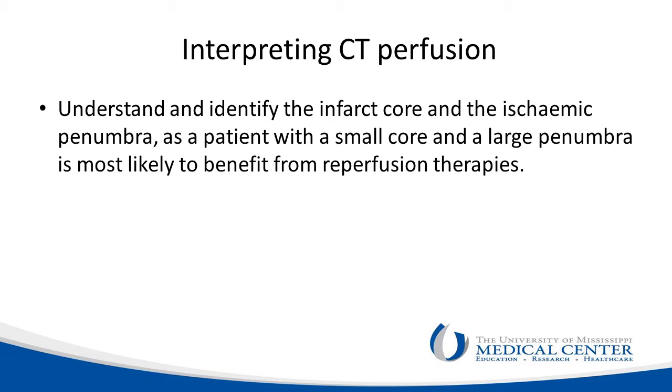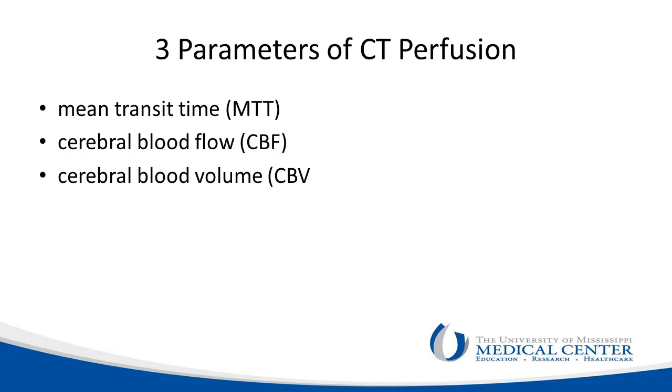Interpreting the CT perfusion, the point is to figure out the size of the core infarct and the extent of the ischemic penumbra to figure out who would most likely benefit from reperfusion. The three main things we want to look at on our CT perfusions are the mean transit time, the cerebral blood flow, and the cerebral blood volume.